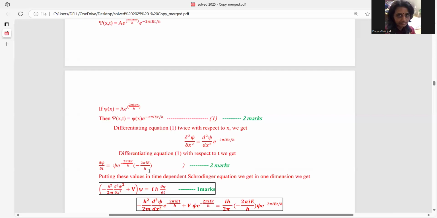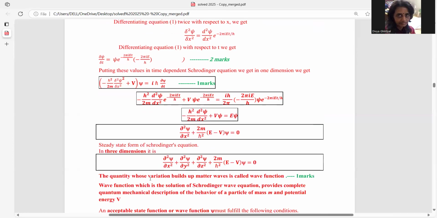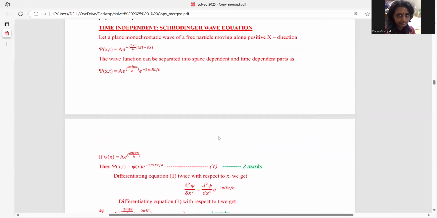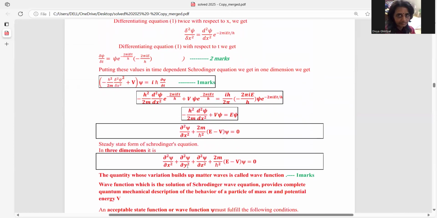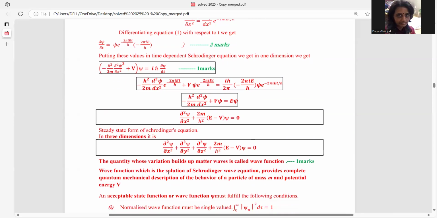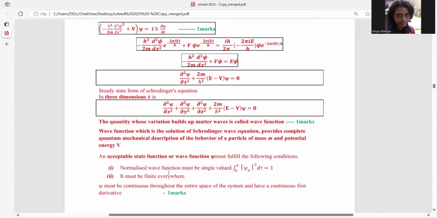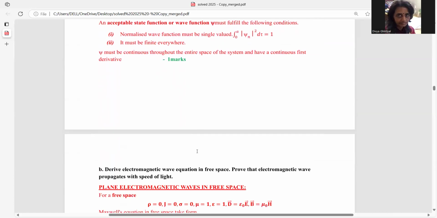These differential values we put in the time independent equation and we get the answer. So you can see you will get roughly 2 marks for this much. Differentiation part, if you show clearly, 2 marks. Final equation comes out. And in case you have time, you can show that in 3D it is written like this. And they have asked about wave function. So wave function, they have asked in section A also the same question. It is providing complete quantum mechanical description of the behavior of the particle.